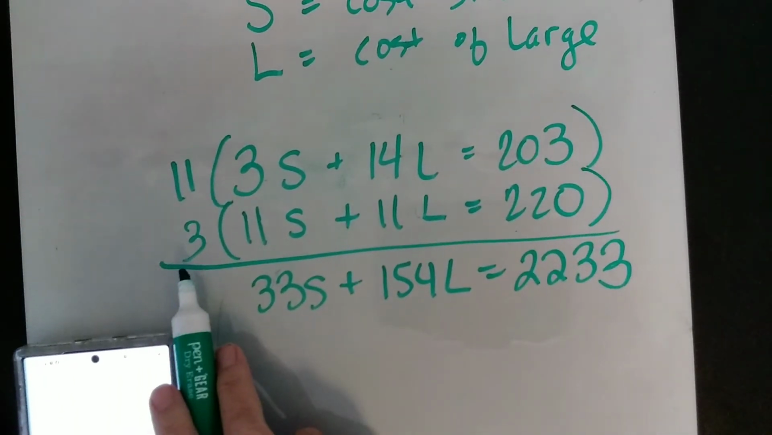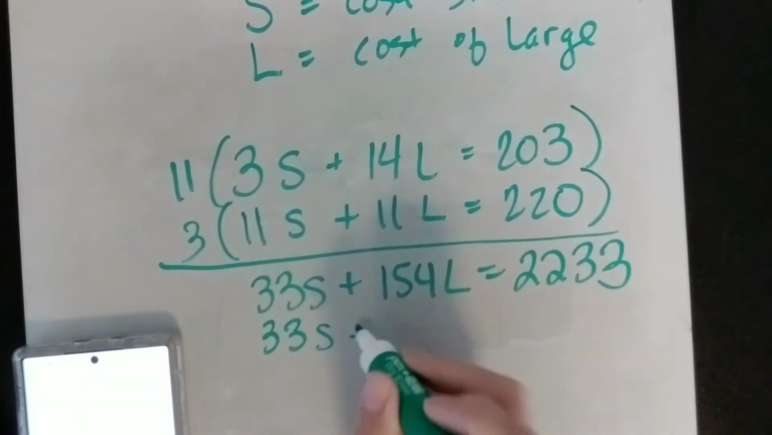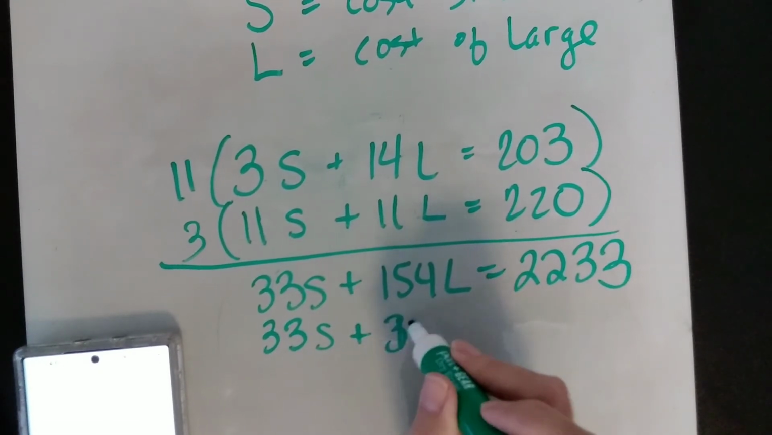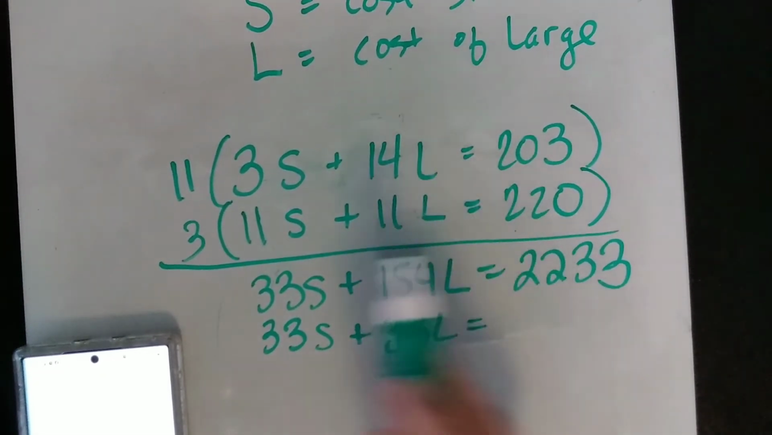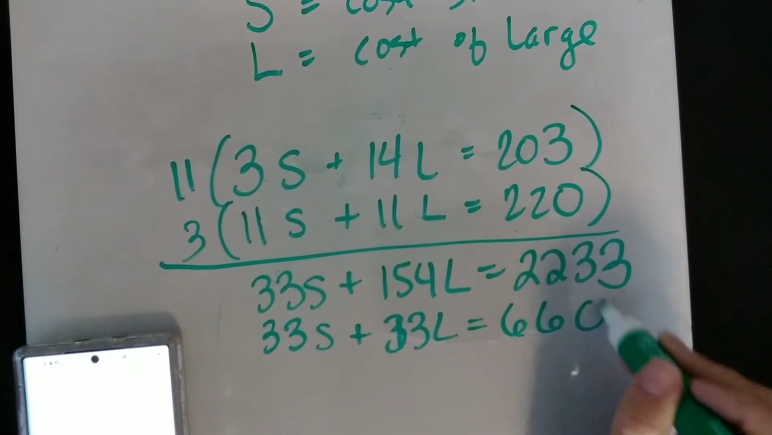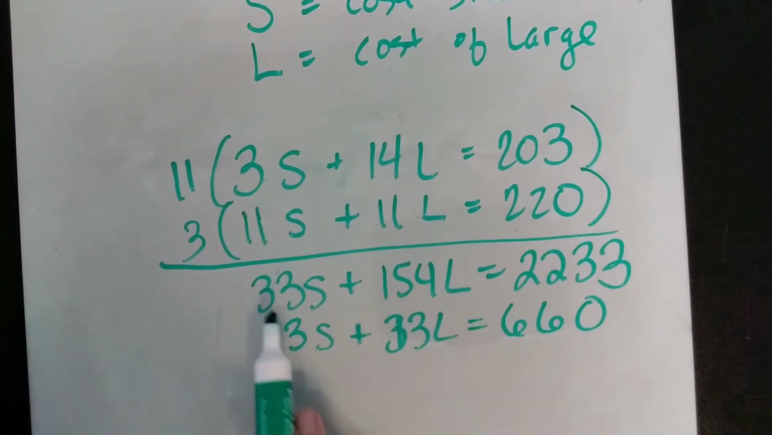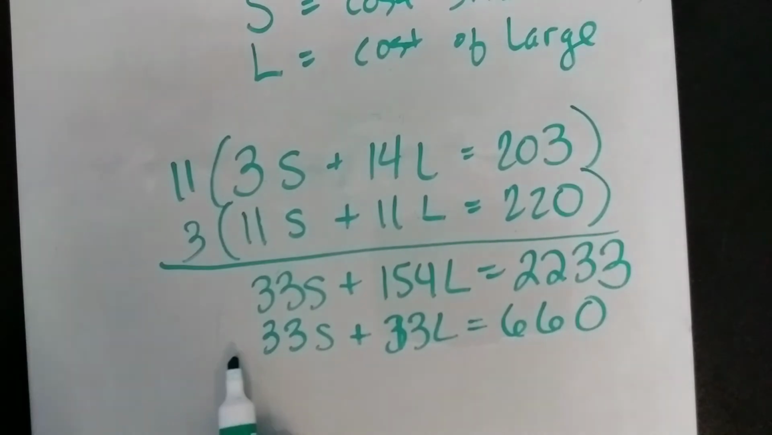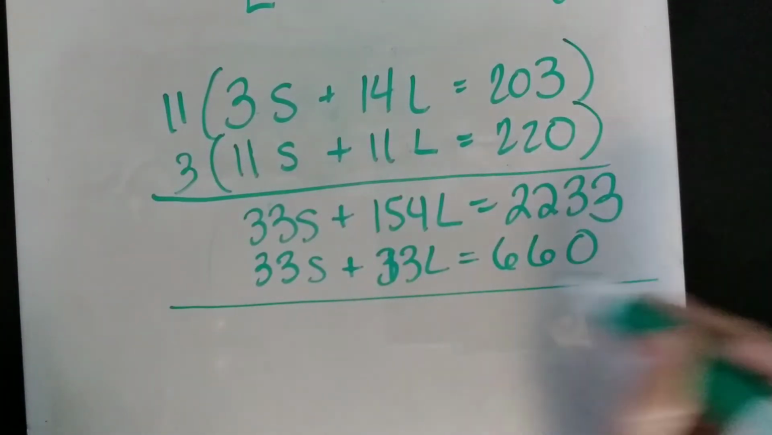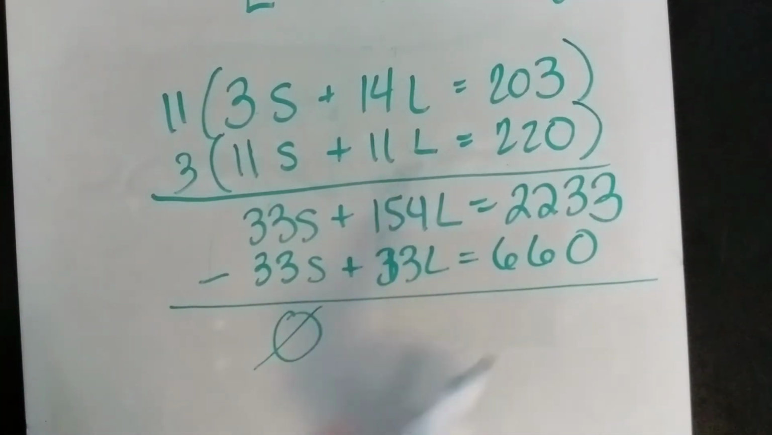And then we're going to do the same with our bottom equation. We're going to say 3 times 11, that's 33s. And 3 times 11, again, is going to be 33L. And then 3 times 220, that's going to be 660. And then I can tell that if I subtract these two equations, 33s minus 33s, those will cancel out. So that's what we're going to do. 33s minus 33s is nothing, cancels out.